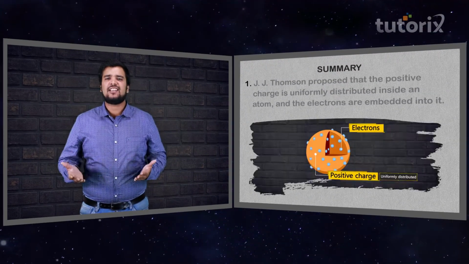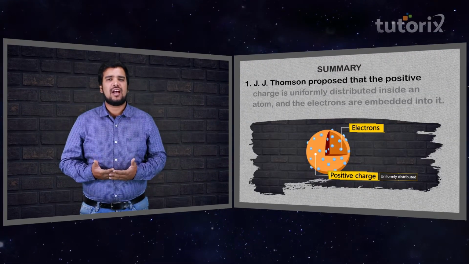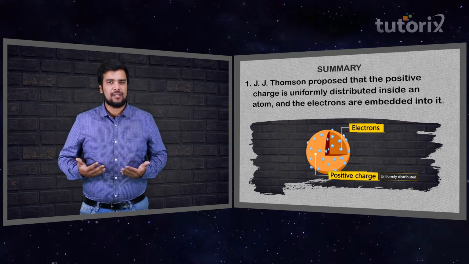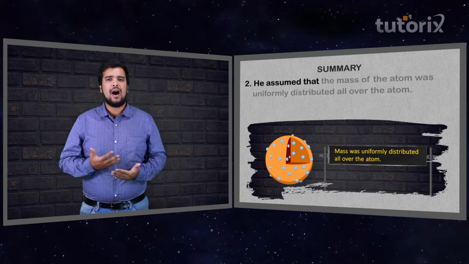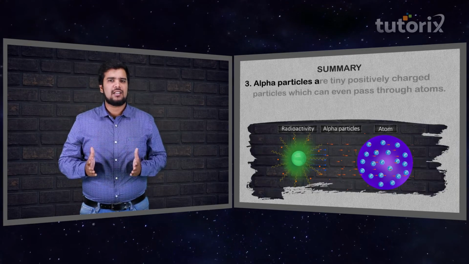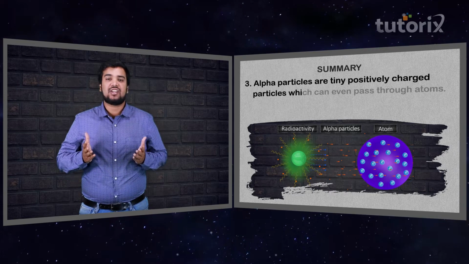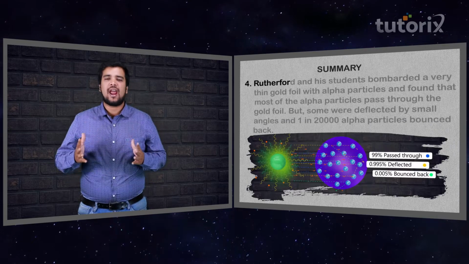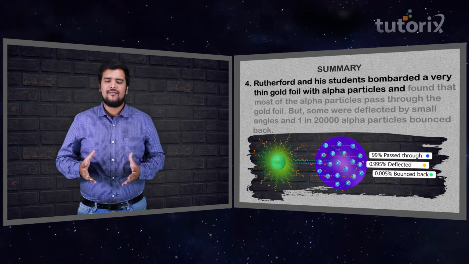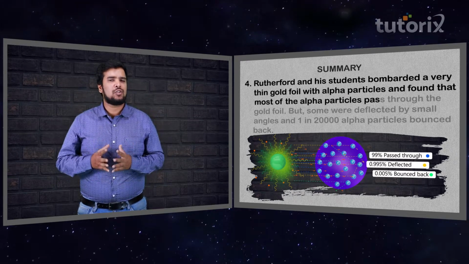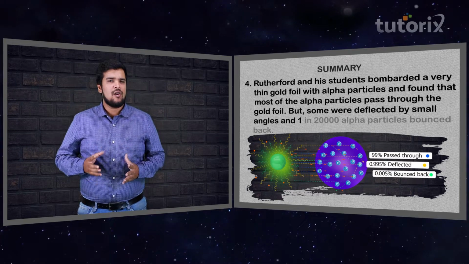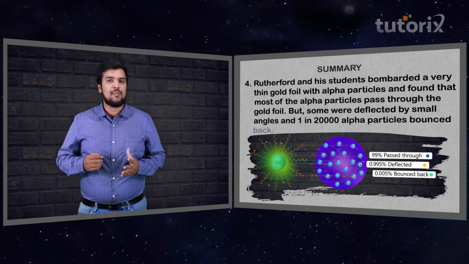We saw J.J. Thomson propose that the positive charge is uniformly distributed inside an atom and electrons are embedded into it. He assumed that the mass of the atom is also uniformly distributed all over the atom. Alpha particles are tiny charged particles which can even pass through atoms. Rutherford and his students bombarded a very thin gold foil with alpha particles and found most of the alpha particles passed through the gold foil, but some were deflected by small angles and 1 in 20,000 alpha particles bounced back.